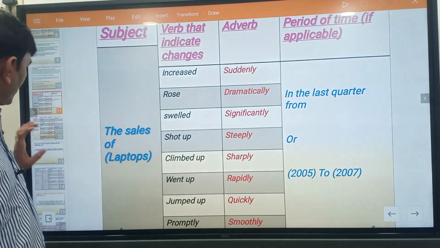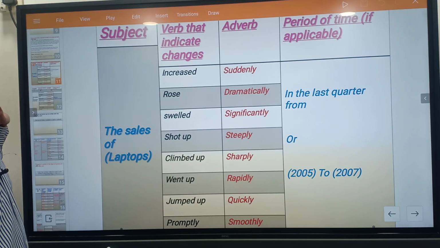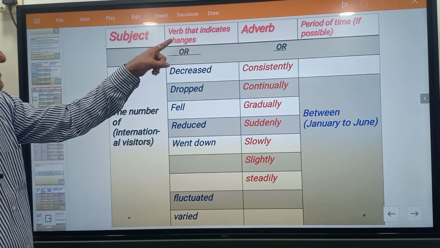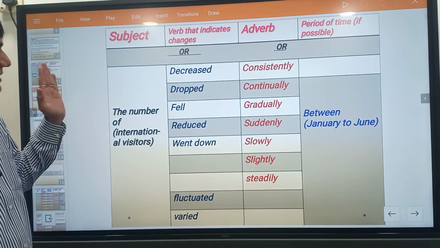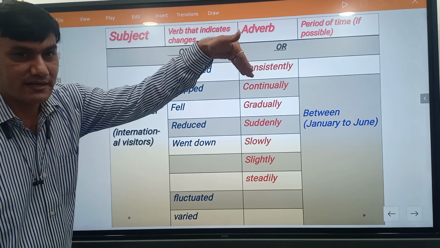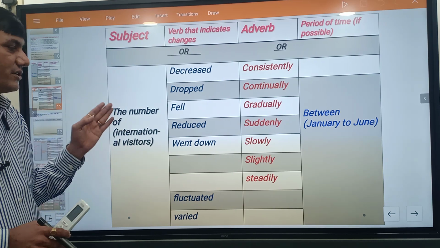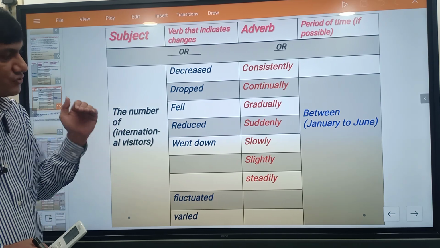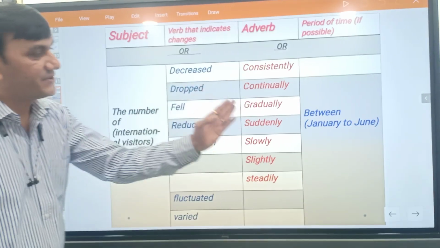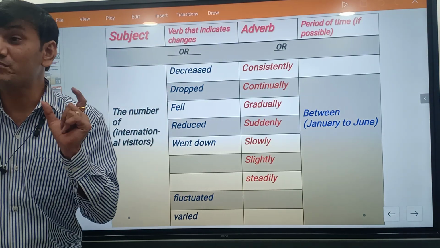Got it? Now, you have to prepare this chart. I will send it to you, okay? Now the next chart: subject, verb that indicates changes, adverb and period of time. For example, the number of international visitors decreased consistently, dropped continually, fell gradually, reduced suddenly, went down slowly, slightly, steadily, fluctuated or varied between January and June. So this is the structure of your sentence in your body paragraph.